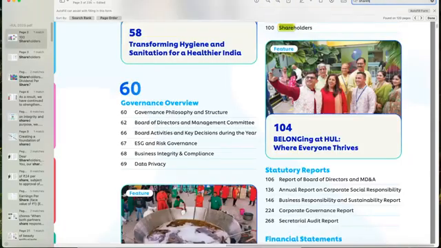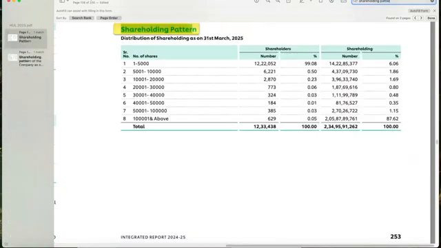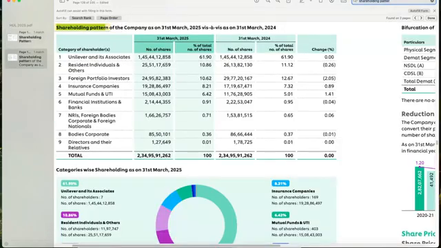Shareholder data. Look at how many shares they actually have. So most of the shares are with Unilever and its associates. I mean, you may think of it that 12,000 crore is given out to the common shareholders, but it's not the case. Look who actually owns most of the shares for HUL.